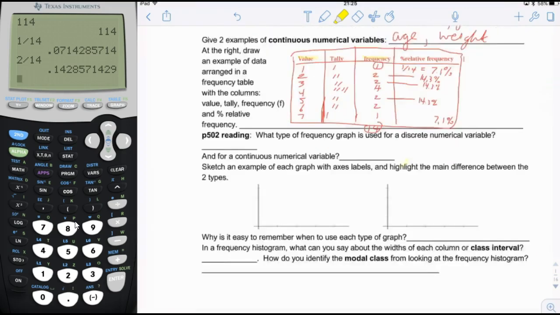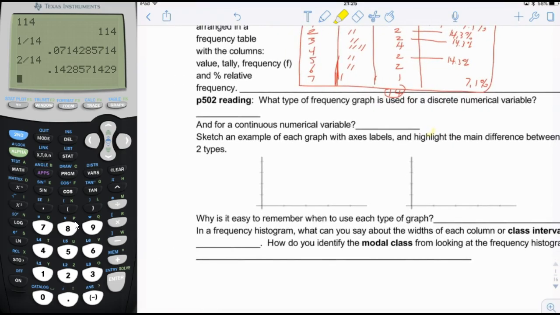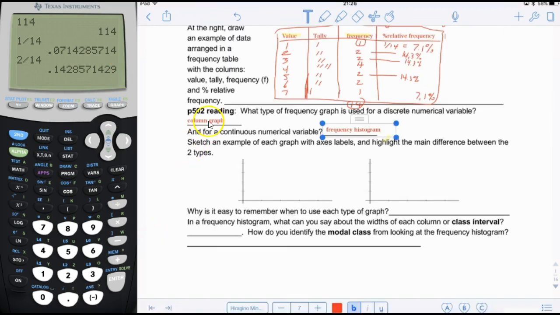What type of frequency graph is used for discrete numerical variables? That would be a column graph. What about for a continuous numerical variable? That would be a frequency histogram. And what you've used mostly up until now is the column graph. You used it for science fair. You've used it for a lot of different graphs you've done through your years.